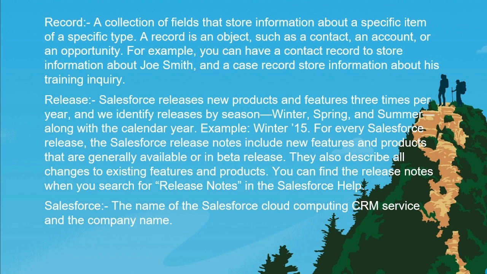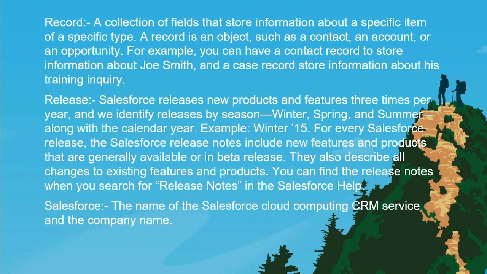Now, the record is always considered as an object because objects are forming a field and then the record is being formed based on the contact, the account, or the opportunity. For example, you can have a contact record to store the information about a person named Joe Smith and a case record that is storing the information about his training inquiry because he is working as a trainee on the Salesforce technology.